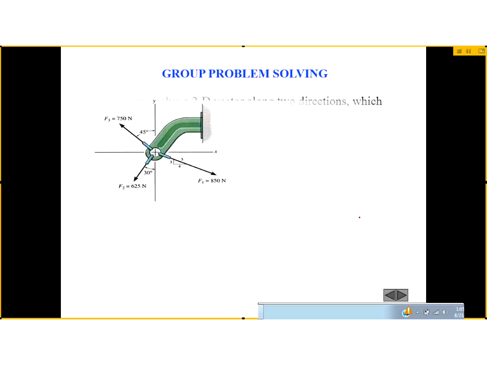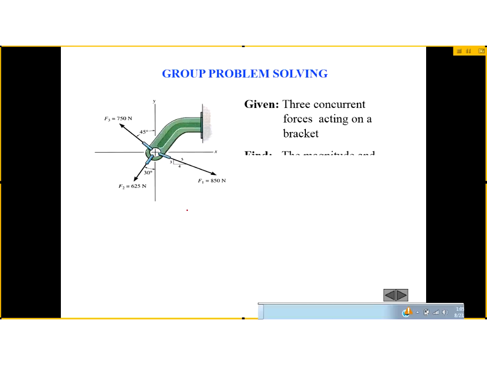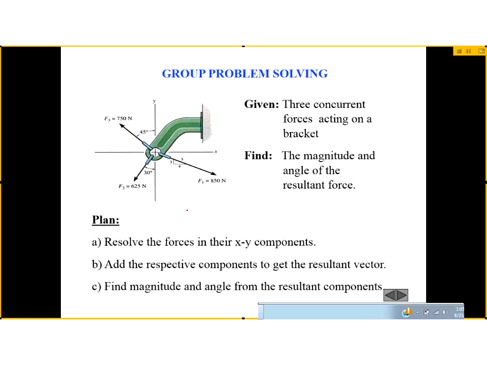I think your sheet has another problem on the back, right? And this is basically the same kind of problem. You've been doing a lot of these in this week's homework. And here we have a similar situation with 3 forces acting on a bracket. We want to find the magnitude and angle of the resultant force. And again, our plan is to resolve each force into those components, add the respective components to get the resultant vector, and then find the magnitude and angle from the resultant components.